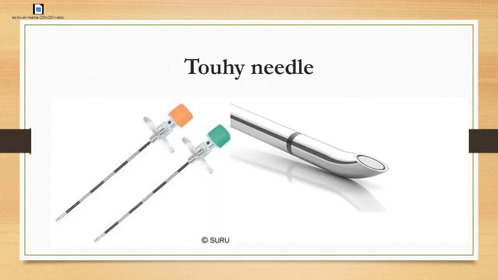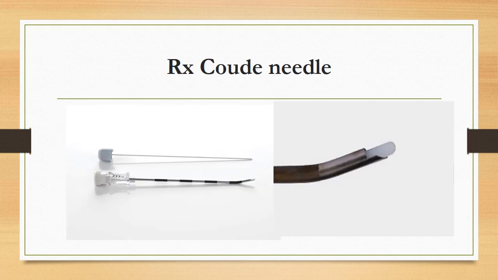So a few instruments we'll see in pictures, and whenever possible, if there is anything, we'll see. Tuohy needle, go the same way. This is the RX Coudé needle. Here the difference is at the tip. This is also used to put various structures through the epidural pathway. For example, while putting the Racz catheter or the spinal cord stimulator, the RX Coudé needle is used.